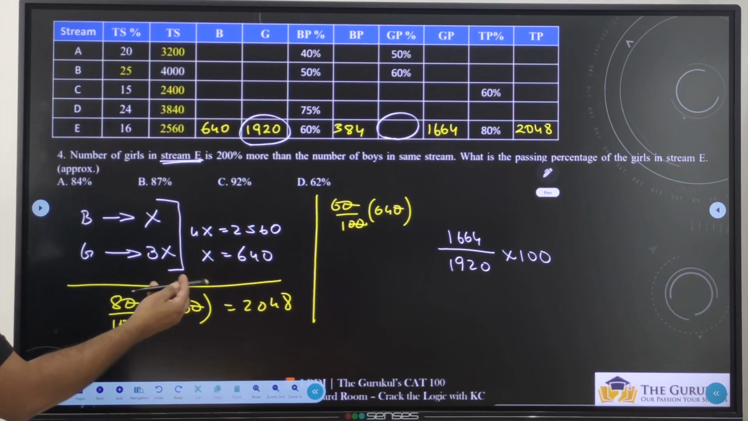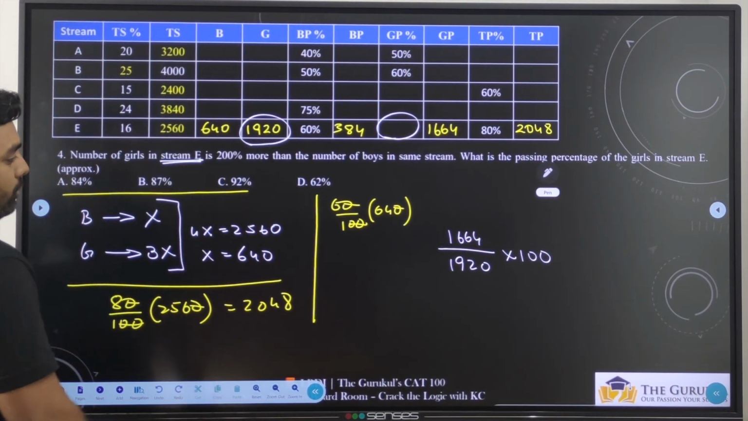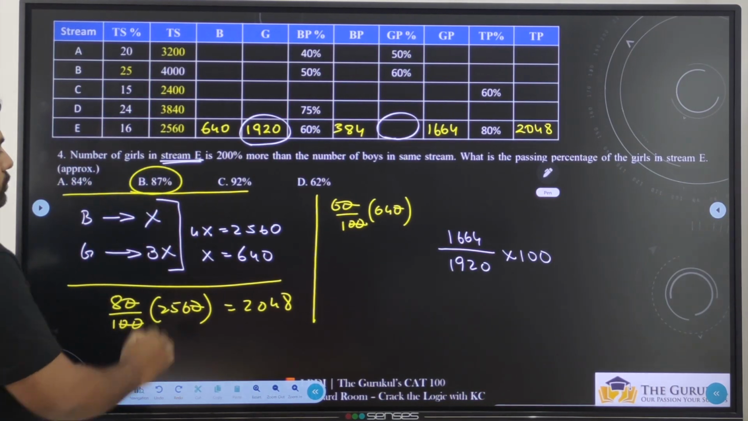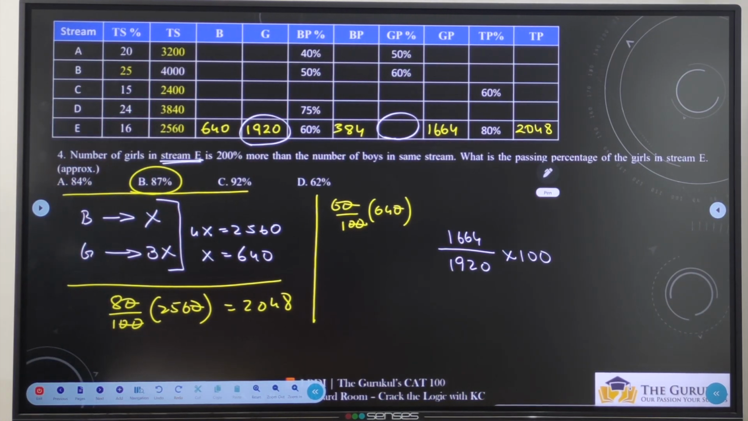And here also we can't approximate because all these three numbers are close to each other. At least till when you are not comfortable with approximations, don't do that. Because after getting the proper answer, if you do some mistake in calculations, it won't make sense. Perfect. Answer is close to 87%. You will get 86.66.